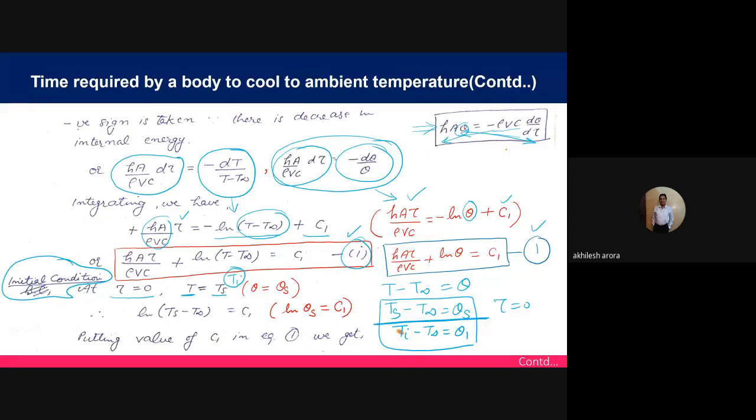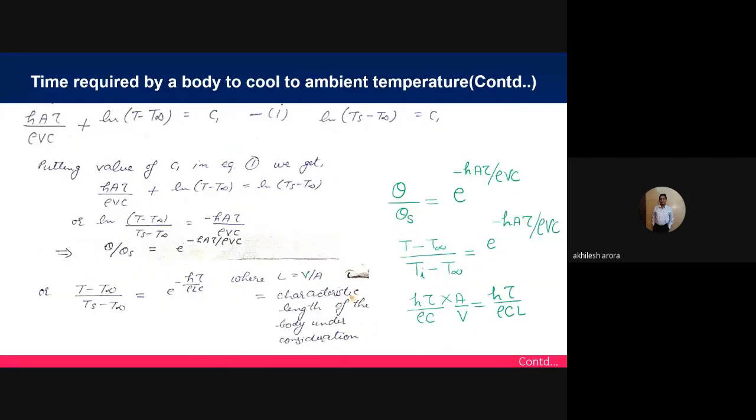Okay. So you put the values in this particular equation. Tau is equal to 0, so the first term will become 0. So C1 will become log of Ts minus T infinity, and Ts minus T infinity, as I told you, is theta s. So log of theta s is equal to C1. Now we can put the value of C1 in equation 1. C1 has been calculated here, so we can put this value in this particular equation.